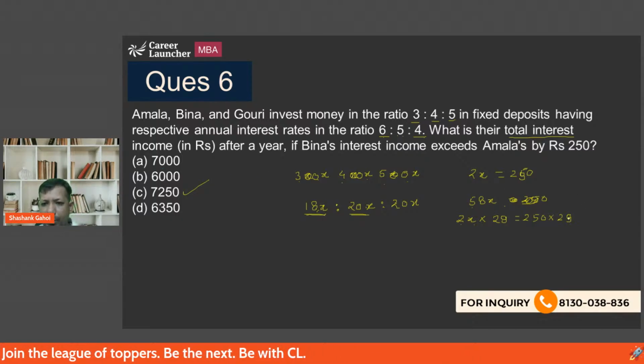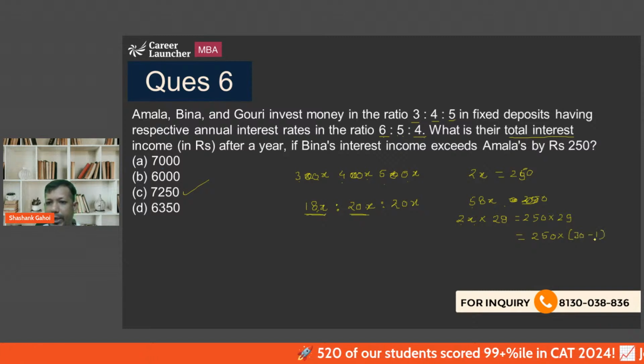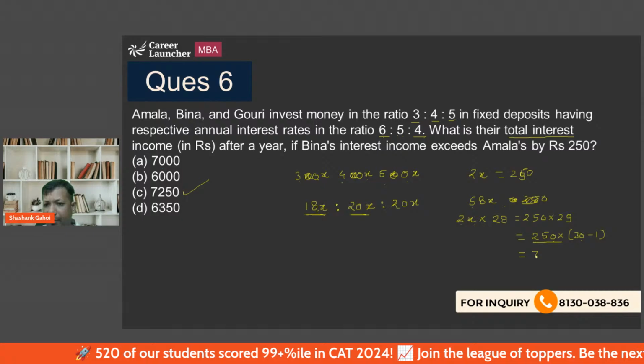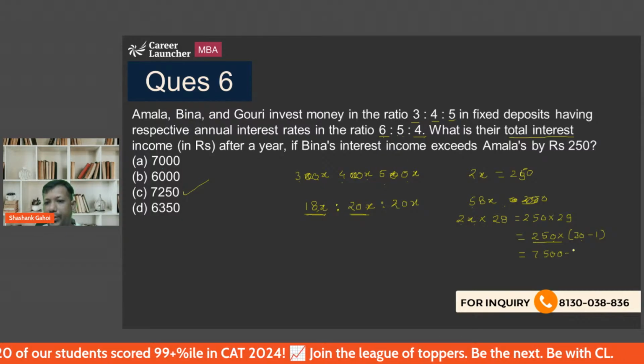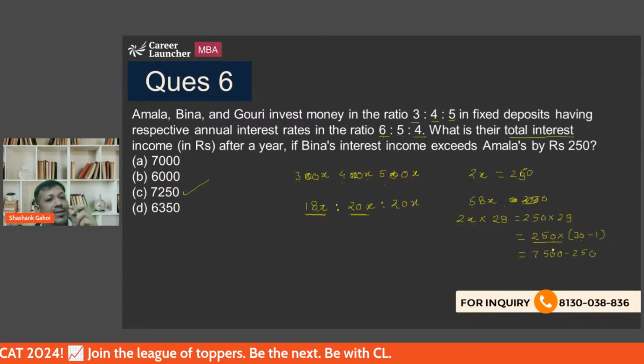And how can we solve it very quickly? We can solve it by 250 into 30 minus 1, right? So 250 into 30 is going to be 7500 minus 250. So that comes out to be 7250, and that's going to be option C.